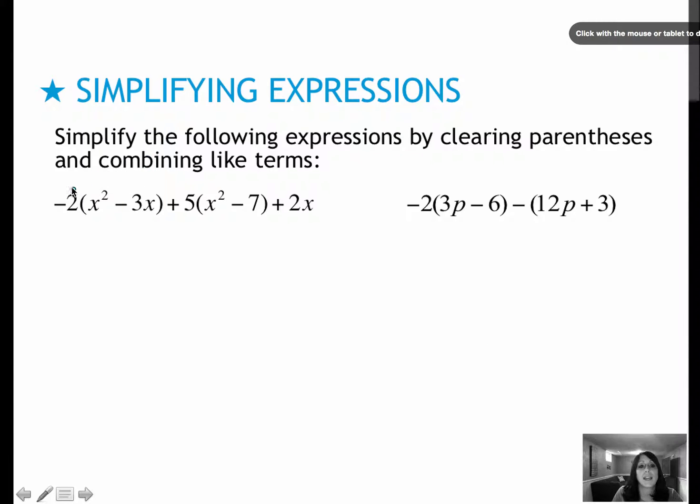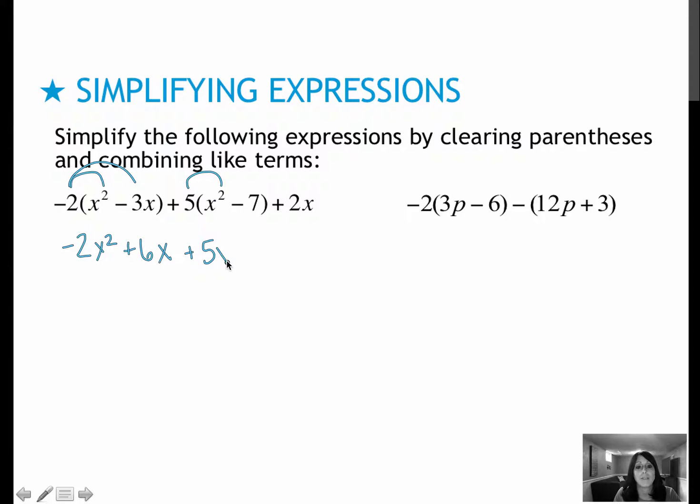For my first, again, I'm doing the distributive property here to get negative 2x squared, and negative 2 times minus 3 gives me positive 6x. I'm doing the same thing with the 5. Distribute the 5 to get positive 5x squared, and 5 times minus 7 is negative 35. And then, of course, I've got my plus 2x on the outside.